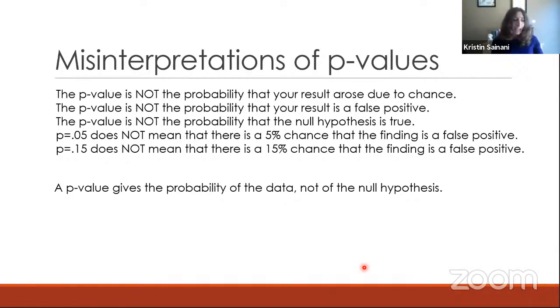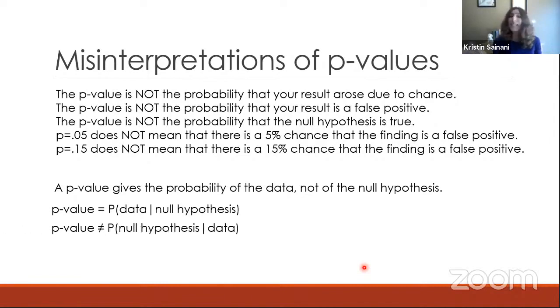Why is that? It's because our p-value gives us the probability of our data and everything more extreme. It doesn't give us the probability of the null hypothesis. So a p-value is what we call a conditional probability. It's the probability of our data, and I'm using data here as shorthand for our observed outcome and everything more extreme, given that the null hypothesis is true. That is not the same thing as the probability of the null hypothesis given the data.